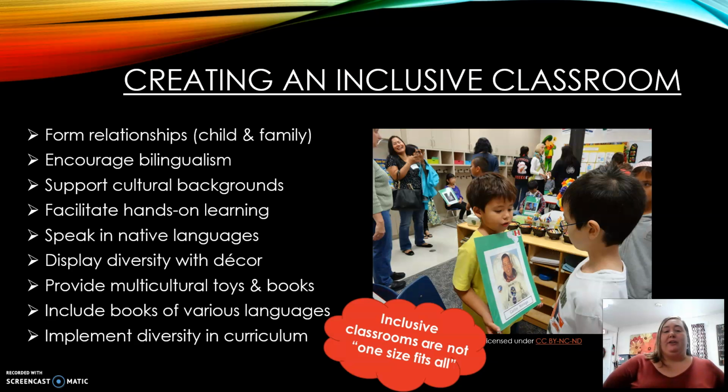It's also important to include books of various languages. For example, if you have a student who does not read English, you might be able to provide them with a book where they can read it in Spanish. There's also many books that you can purchase that allows you to have two different languages.